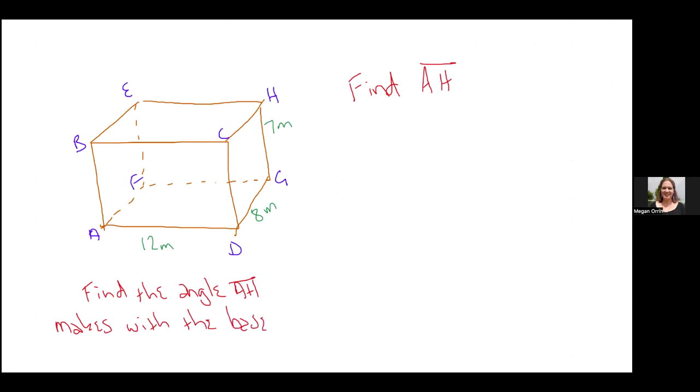All right, so the first thing you're being asked to do is find AH, so the length of AH. The second thing you're being asked to do is find the angle that AH makes with the base of this shape. Like I said last week, they will definitely give you one of these on the exam. Why can I see a lot of people not writing? New one, pick up a pen.